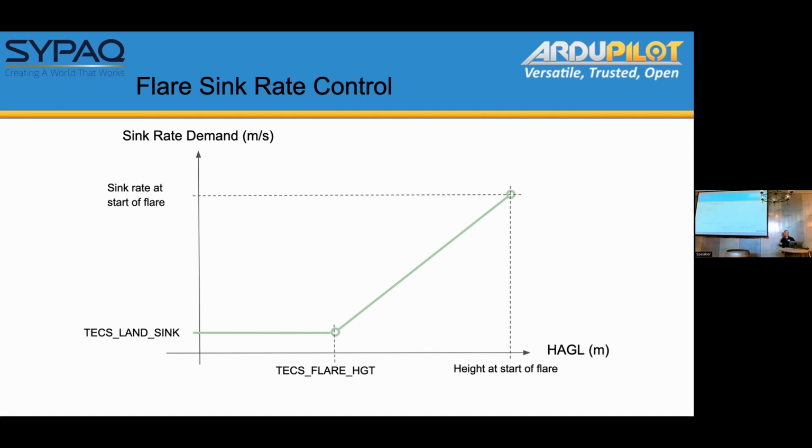And then you can see here that we start off with the sink rate that we enter the flare with, and then when the aircraft has descended down to that flare height, which I think we're at 1 meter by default on flare height. Yeah, 1 meter. And then the demanded sink rate after that will be at TECS land sink, and our default is 0.25 meters per second.